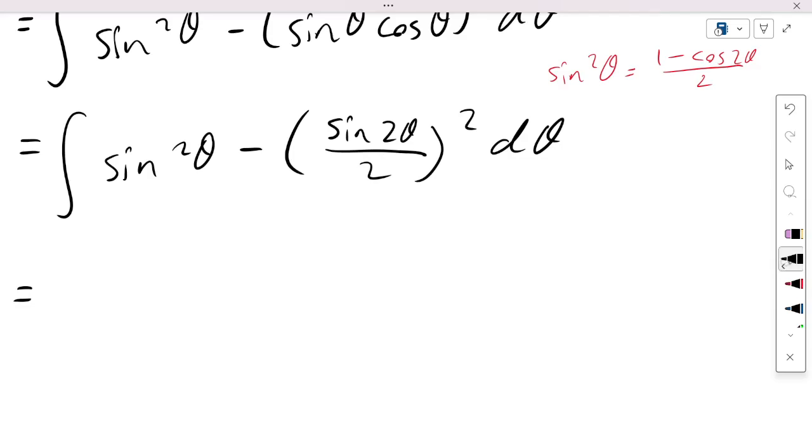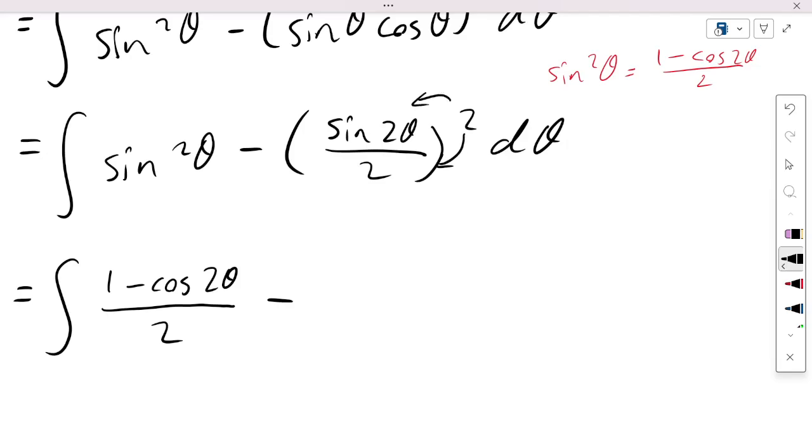So what are we going to do here? We're going to say that the integral of, we're going to replace sine square theta with exactly what we've just shown. This is going to be 1 minus cosine 2 theta divided by 2 minus, and then like I said, we're going to distribute this square back in, so we're going to have sine square 2 theta divided by 4, with respect to theta.